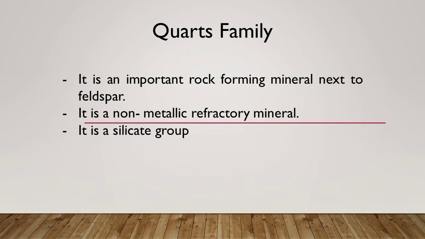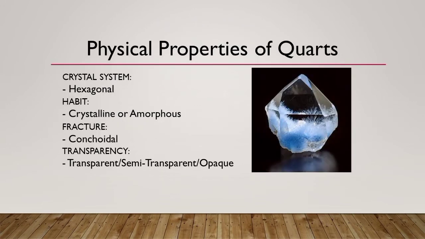So sabi dito, ito ay isang mahalagang mineral na bumubuo ng bato kasunod ng feldspar. Next, ibig sabihin daw nito ay isa daw siya sa mga mineral na mayroong resistance sa matataas na temperature or tinatawag na high melting points. Last one is kabilang daw siya sa mga silicate group, which is yung mga mineral na nagko-contain ng elements na silicon at oxygen.